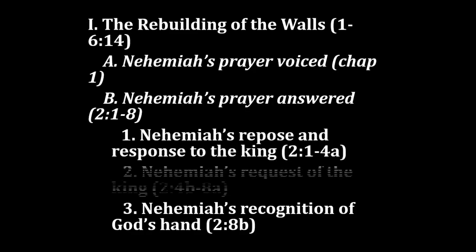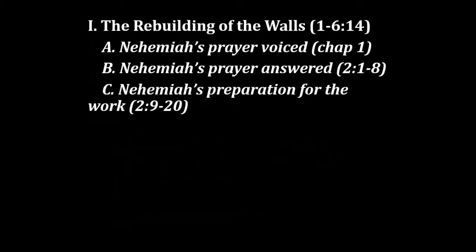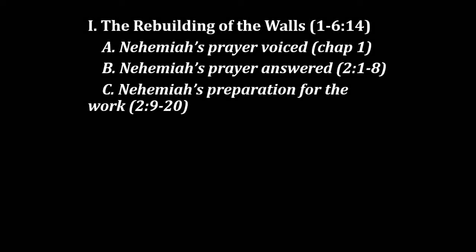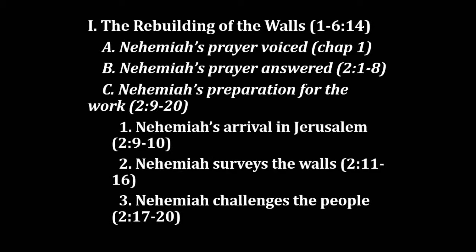Nehemiah's prayer is answered in chapter 2, verses 1 through 8. We have Nehemiah's response and the response of the king in 2:1 through 4a. And then we have Nehemiah's request to the king and then Nehemiah's recognition of God's hand in chapter 2, verse 8b. Nehemiah's preparation for the work begins in chapter 2, verses 9 through 20. Nehemiah's arrival in Jerusalem in 2:9 through 10. And then we have Nehemiah surveys the walls, and Nehemiah challenges the people.